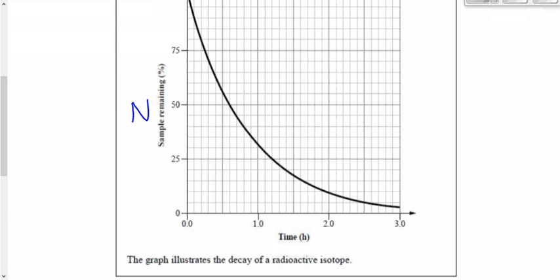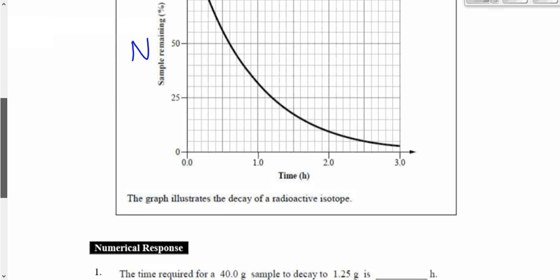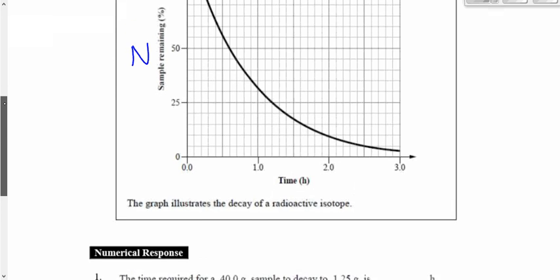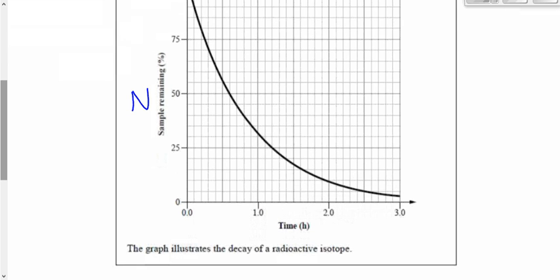We know that in order to analyze one of these questions, we're going to go either up and over or over and down. Okay, let's see what the question asks us here. It says the time required for a 40-gram sample to decay to 1.25 grams. Let's figure out what the half-life is. We start with 100%. How much is left after one half-life? Statistically, at least, 50. So we go 50 over and down.